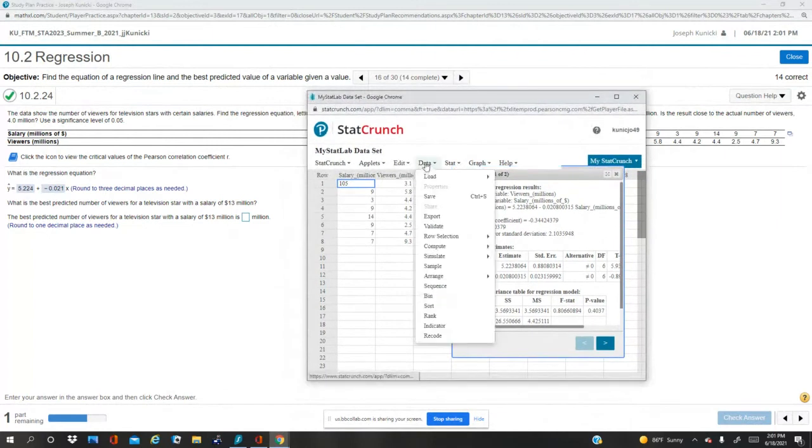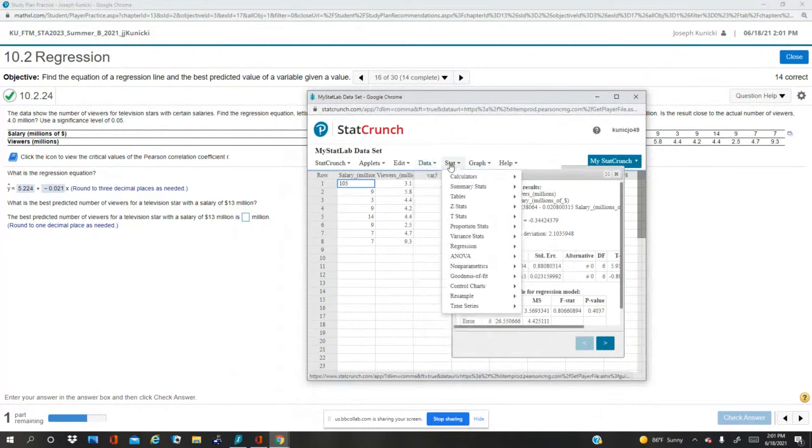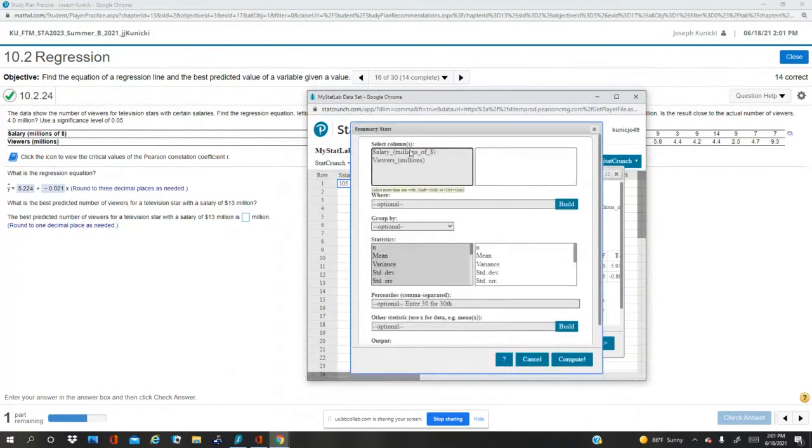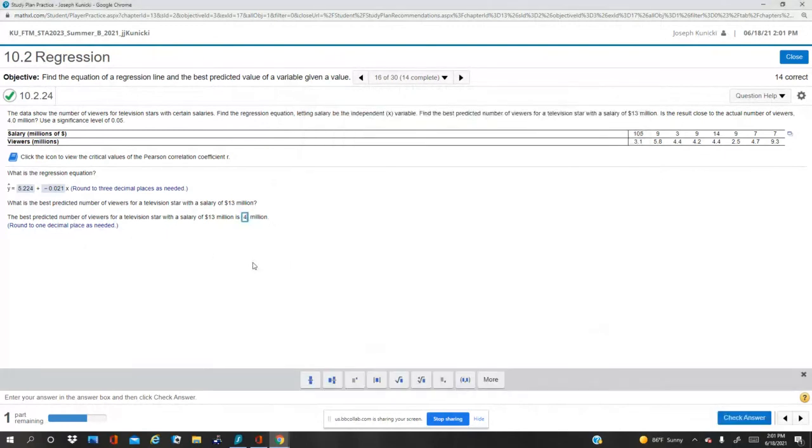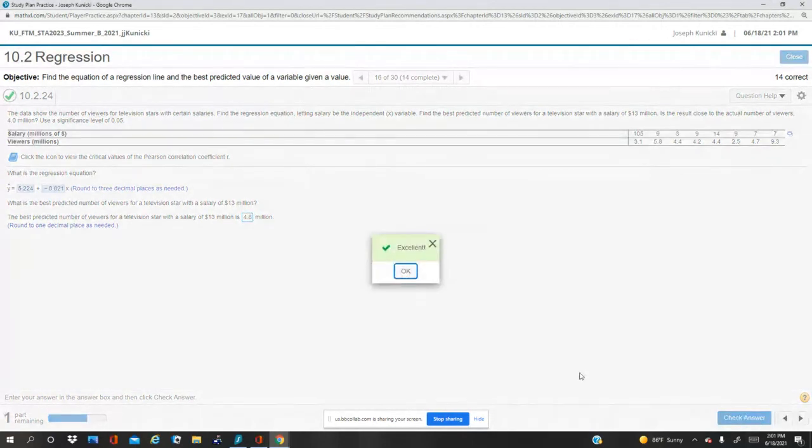How do we do that? We go to Data, Stat, Summary Stat, Columns. I want column 1, the viewers, the y values. I compute, and the mean for the viewers is 4.8. So 4.8 million, that's the y bar. That's the average. See, because if I plug in 13 for x, I'm going to get an answer, but there's no correlation. I can't use the equation.